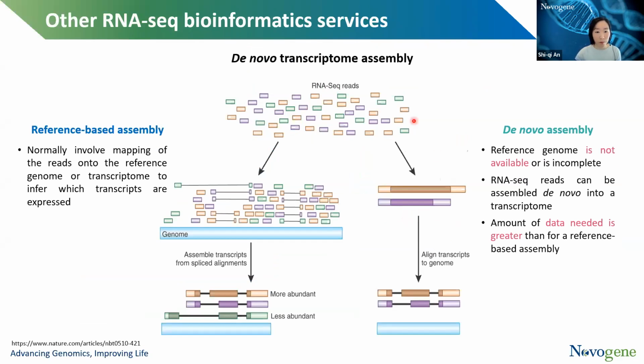However, in the next part, I'm going to talk about other bioinformatics analyses for RNA-seq we can offer. In the last part, we talked about reference-based analysis for RNA-seq data, but we can also do de novo transcriptome assembly. For this case, there is no reference genome available, or it is incomplete. So the RNA-seq data will be used to assemble a transcriptome de novo. One thing to pay attention to is that if you want to go down this approach, the data required is usually much greater than for a reference-based assembly.